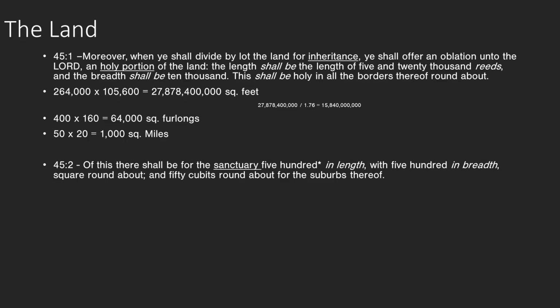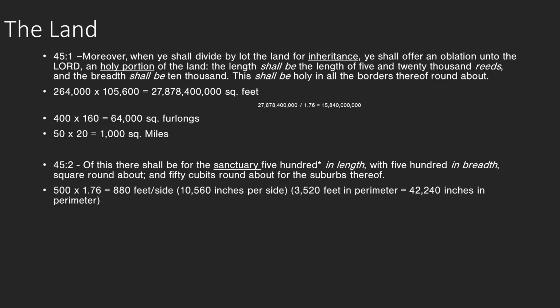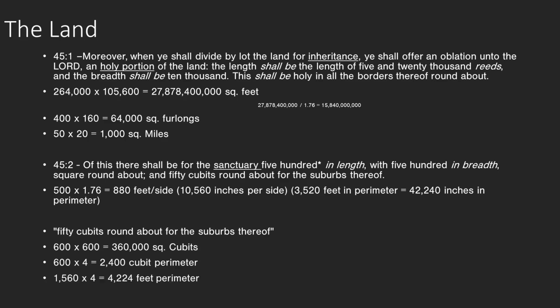"Of this there shall be for the sanctuary 500 in length, with 500 in breadth, square round about, and 50 cubits round about for the suburbs thereof." That gives us 880 feet a side, which is 10,560 inches per side. And these 50 cubits about for the suburbs, that gives us our number 360 again. It is 360,000 square cubits. And notice the perimeter there. We have our 4224 in every aspect of Ezekiel's city.